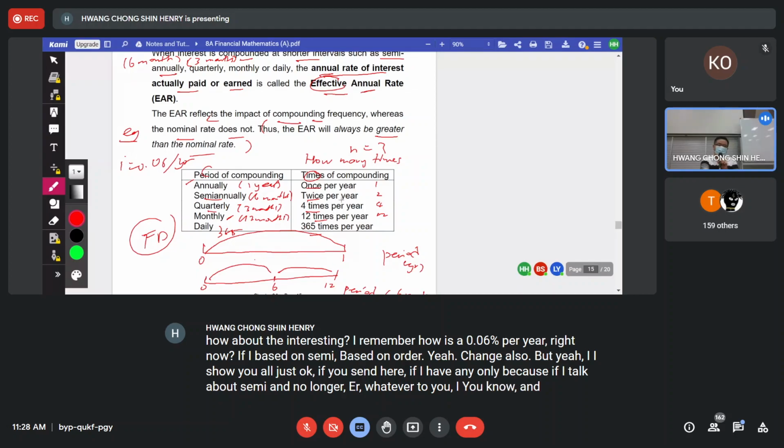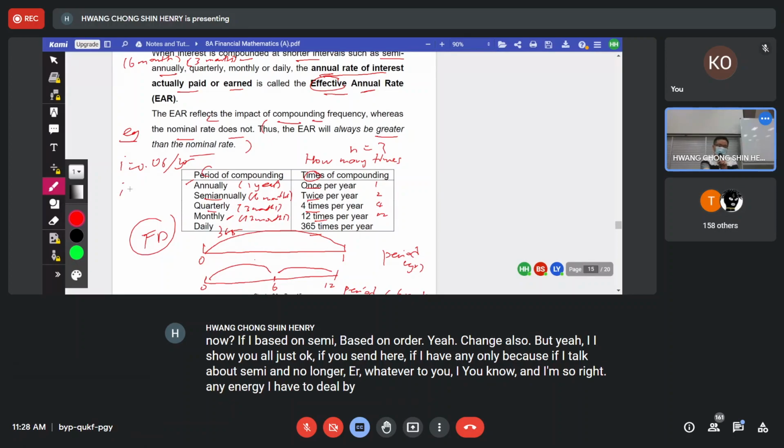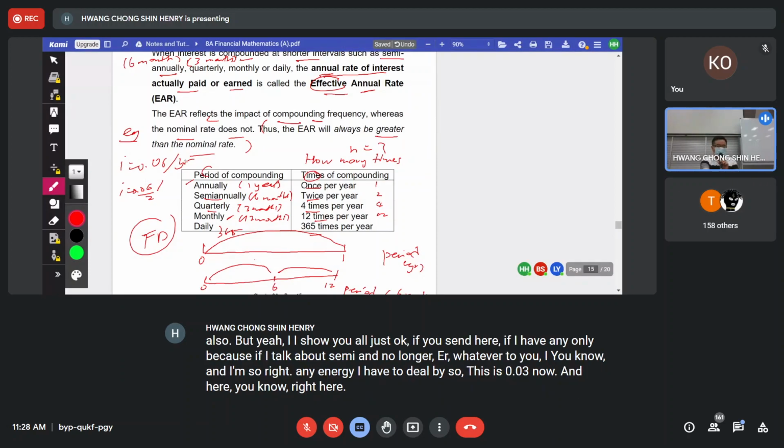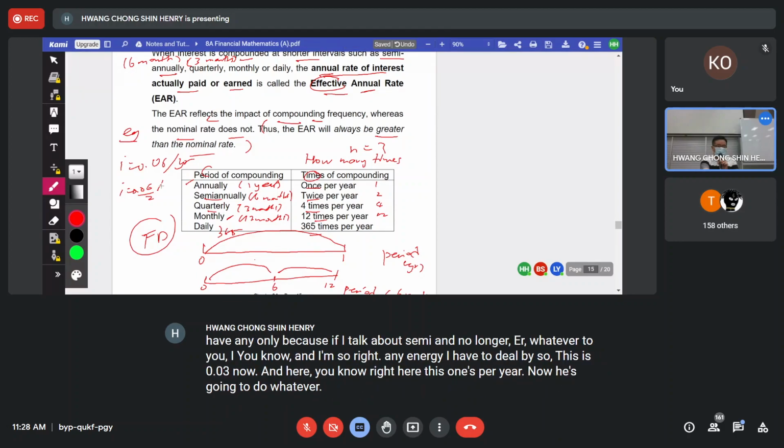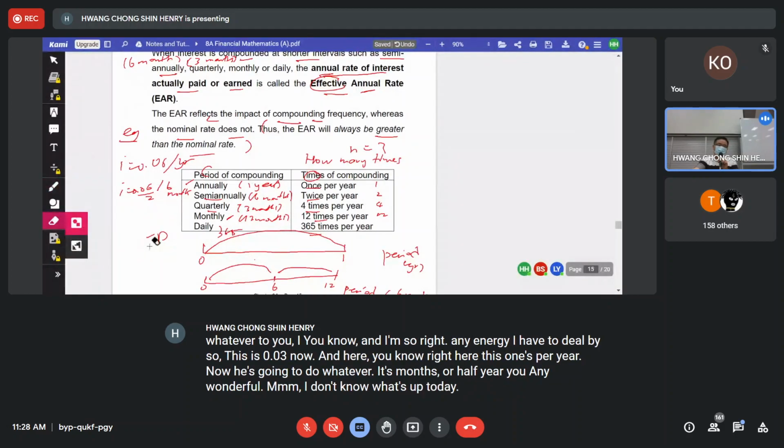Your n times 2, right? What happens to your I? Semi-annual, your I has to divide by 2, which is 0.03 now. And here you cannot write per year. This one is per year now; this one is divided by 6 months or half yearly. Anyone don't follow? I let you know first so that later it is easier.